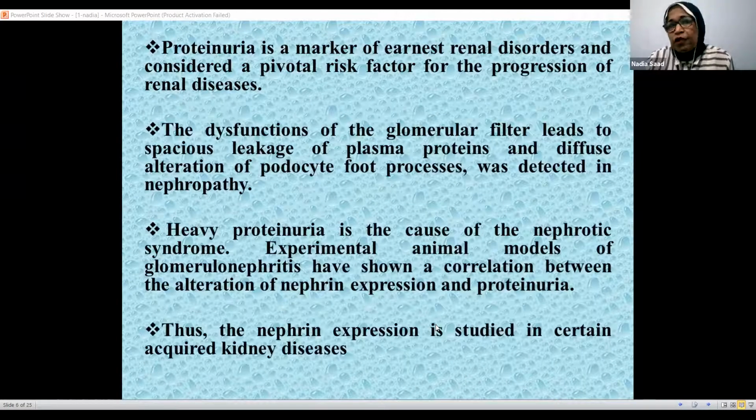Proteinuria is a marker for early renal disorders and is considered a risk factor for progression of renal disease. Dysfunction of the glomerular filtrate leads to leakage of plasma protein and effacement of podocyte foot processes, which is detected in nephropathy. Heavy proteinuria could cause nephrotic syndrome. Animal models of glomerular disease show a high correlation between nephrin expression and proteinuria. Nephrin expression is studied in certain acquired kidney diseases.